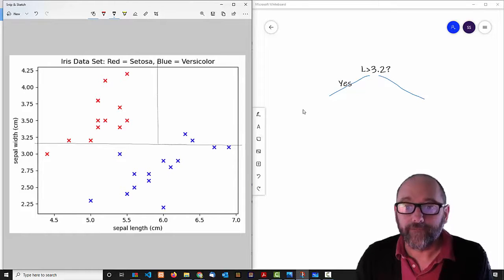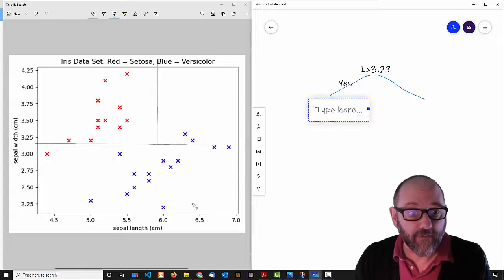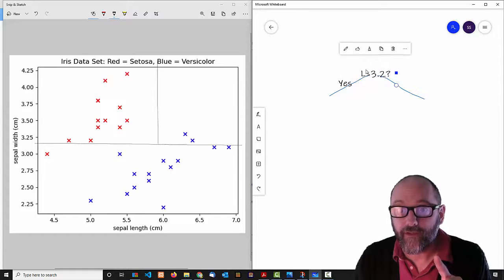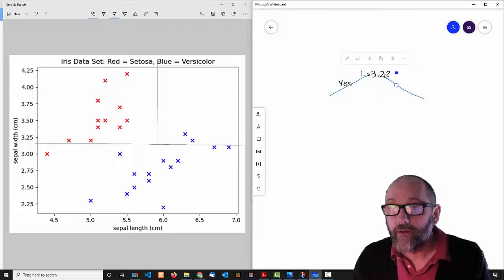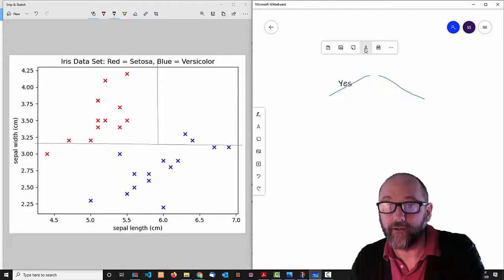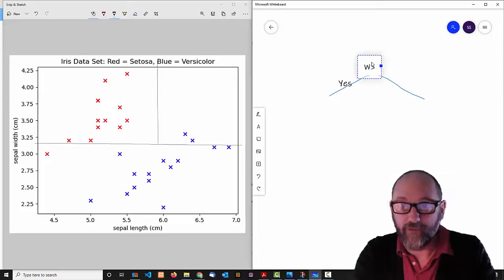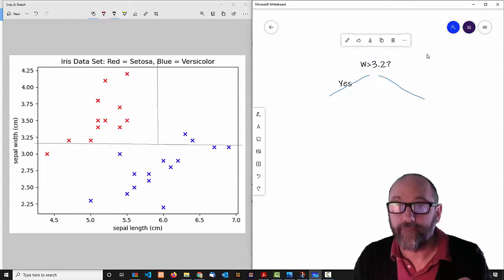So then over here, we have to ask another question. And this is to do with, oh, I'm so sorry, I got this one wrong up here. This should be the width. Can I edit that? It doesn't seem so. Okay, I'm going to delete that, and I'm going to put another one down here. Should be width greater than 3.2. Sorry about that. There we go. We'll leave that there.